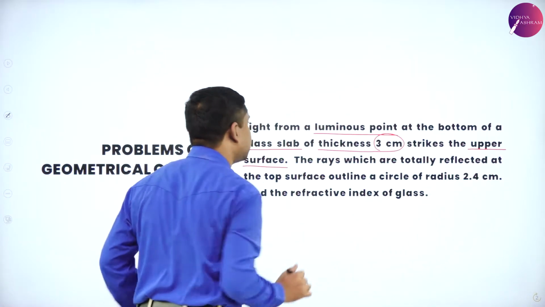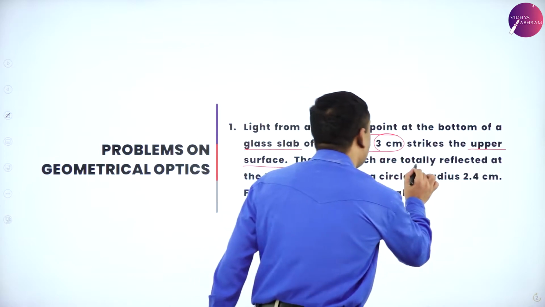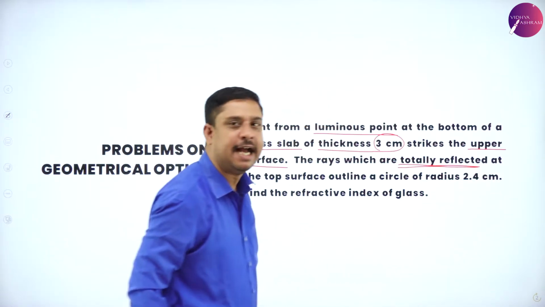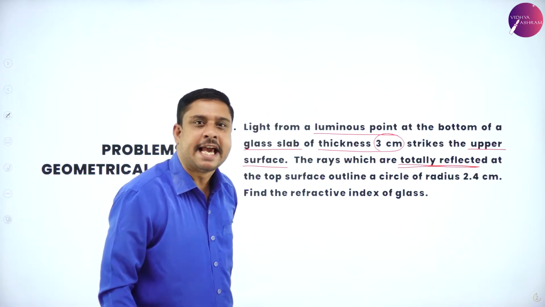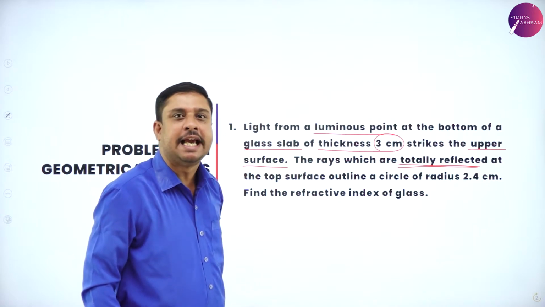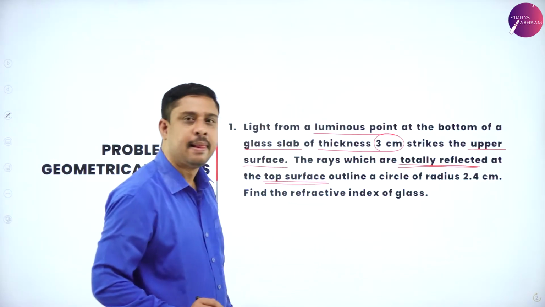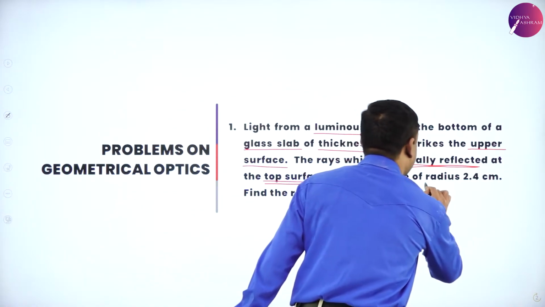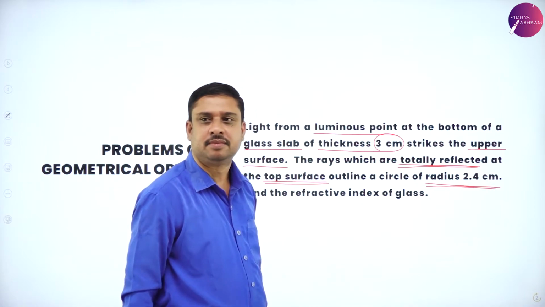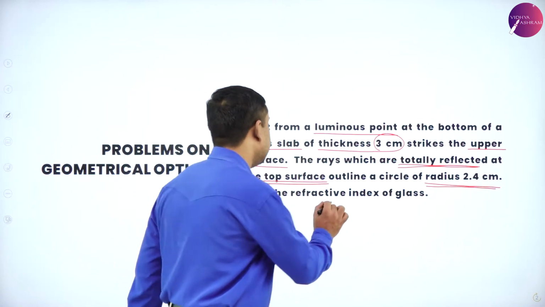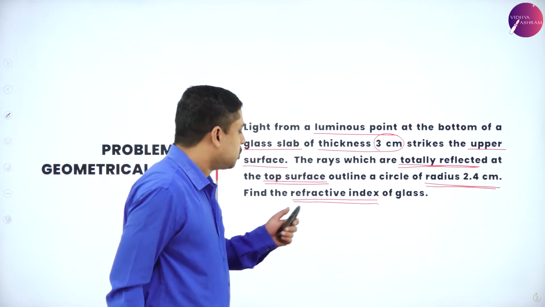strikes the upper surface. The rays which are totally reflected, keyword to solve the problem, the rays which are totally reflected at the top surface outline a circle of radius 2.4 centimeter. I have to find the refractive index of the glass. So a beautiful problem.